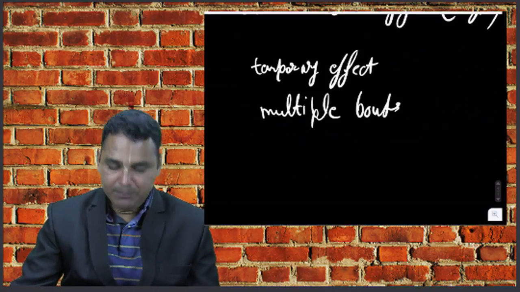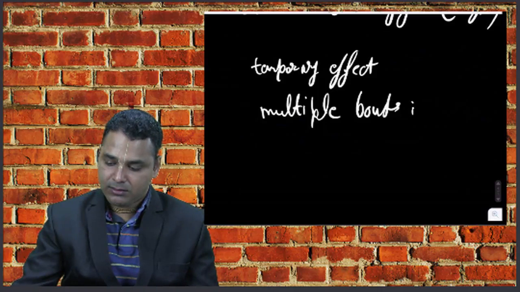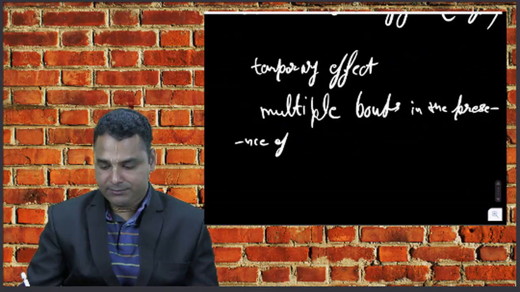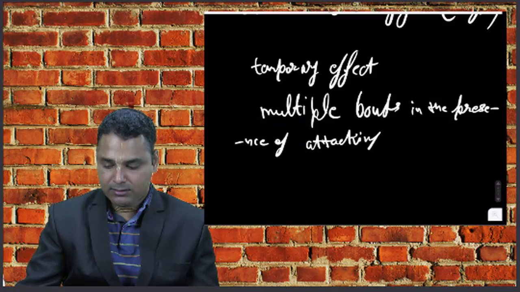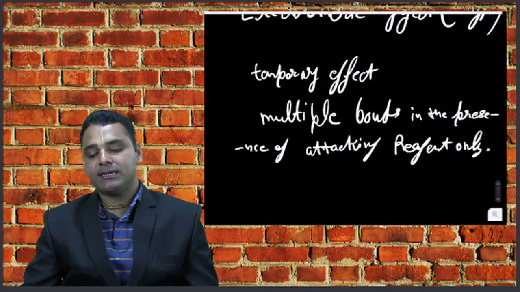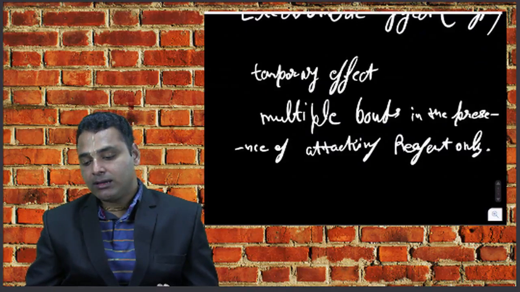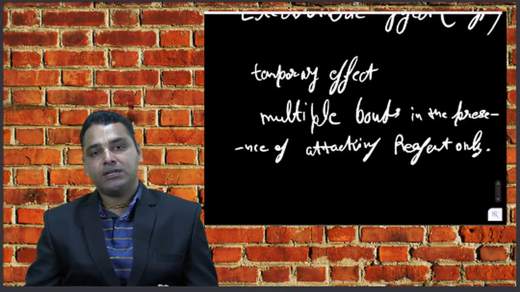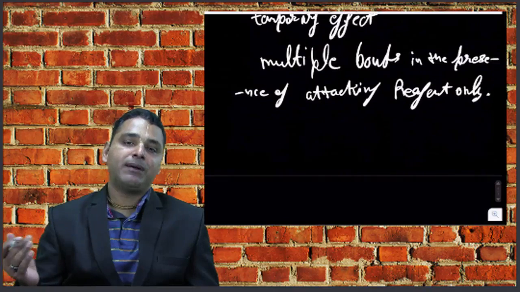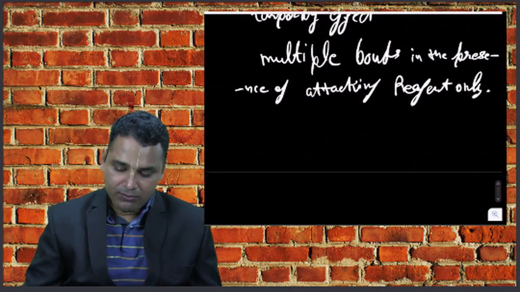It is shown by compounds having multiple bonds in the presence of attacking reagents only. Okay, so we have seen some of the points of the electromeric effect: that it is a temporary effect, and it is shown by compounds having multiple bonds when attacked by an attacking reagent only. Now we will see the general definition.